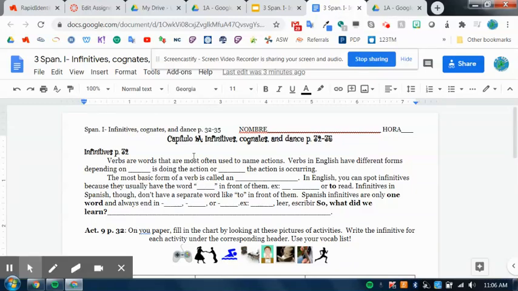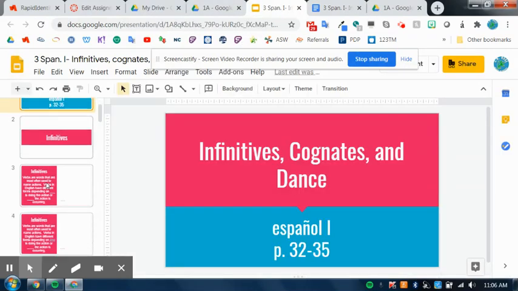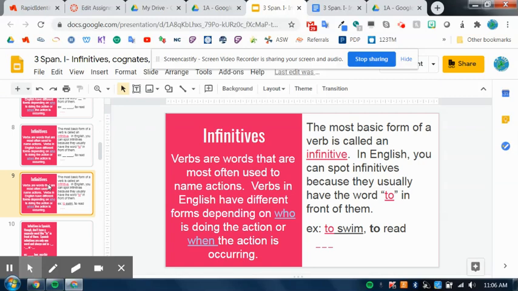All right, we're doing infinitives and cognates today. You have notes that look like this, and I am following along with a PowerPoint that looks like this. First off, we have infinitives.